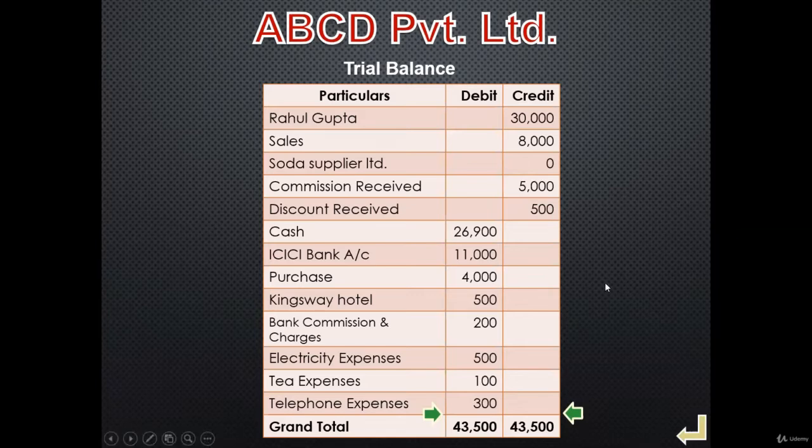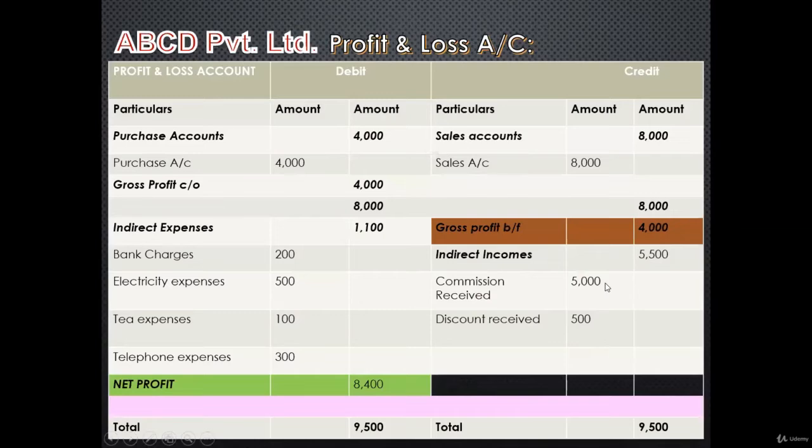So now we are moving towards the profit and loss account. Here for the profit and loss account of ABCD Private Limited, we have particulars on one side, the debit side, and particulars on another side with credit amount. Here what we have done is we just transferred our final balances from the trial balance to the profit and loss account. First of all, you can see here the gross profit.